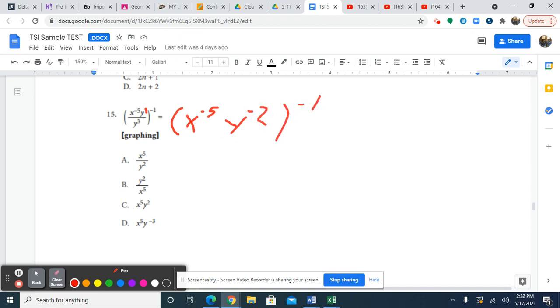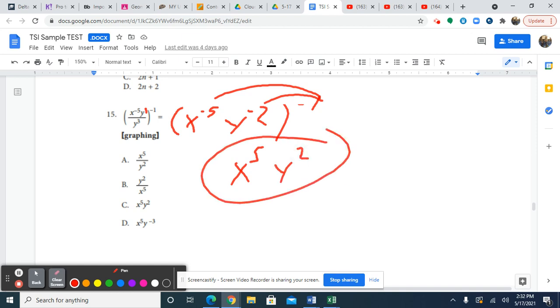Now that we're separating everything by parentheses, we're just simply going to multiply all the exponents inside. So negative 5 times negative 1 gives us positive 5. And negative 2 times negative 1 gives us positive 2, so it simplifies to x to the fifth power, y squared.